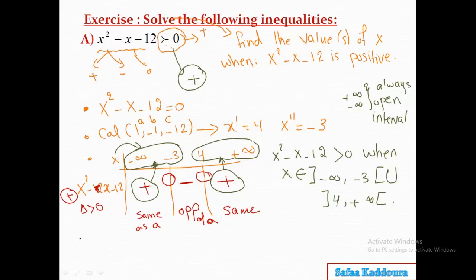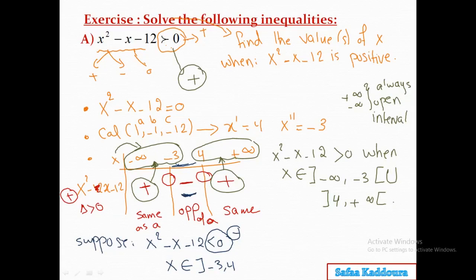Now, suppose I asked you to find the value of x when x squared minus x minus 12 is less than 0. What I mean by less than 0, I mean find the values of x when it is negative. So I will go and seek the negative sign. This is the negative sign. The negative sign is from minus 3 to 4. So the interval in this case will be from minus 3 to 4.